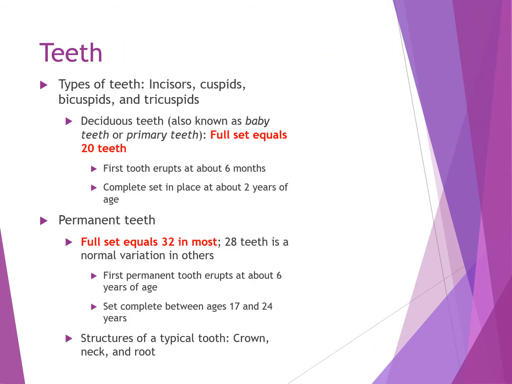So I think I went a little overboard on that last slide, but here are the words that go with what I was talking about on the last slide about the teeth, right? So deciduous teeth, we have about 20 baby teeth. We have a full set of 32 teeth, and typically that set is complete between the ages of 17 and 24.